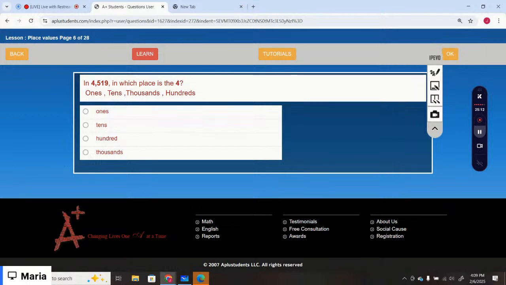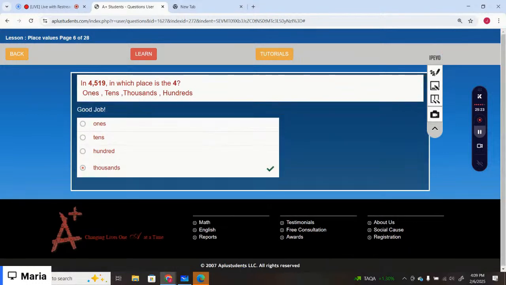In 4519, in which place is the 4? Very good. 4 is at the thousands position. The correct option is thousands. Option number 4 is the correct option.